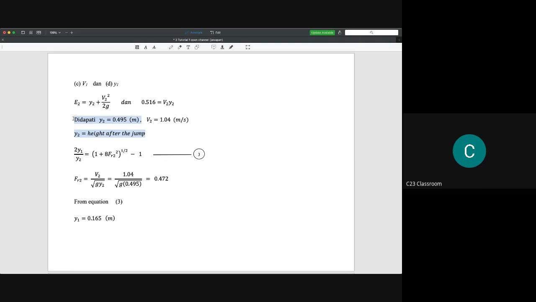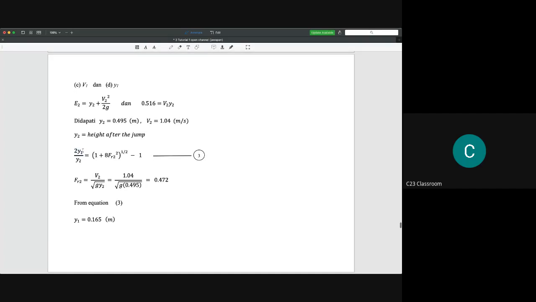Previously, we calculated point number 3 and number 4. Point number 3 and point number 4 are actually far enough from the hydraulic jump. So we must have a point which is just before the hydraulic jump and just after the hydraulic jump. If you see this equation previously, we were comparing, and the top value must be the value after the hydraulic jump.